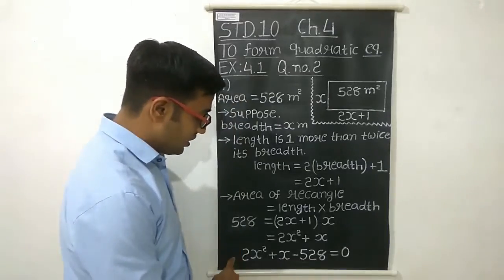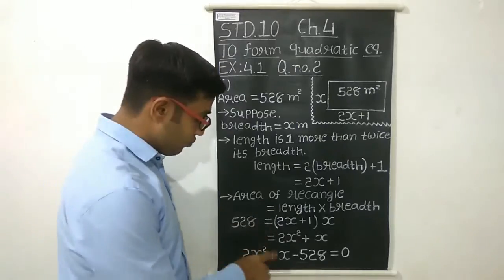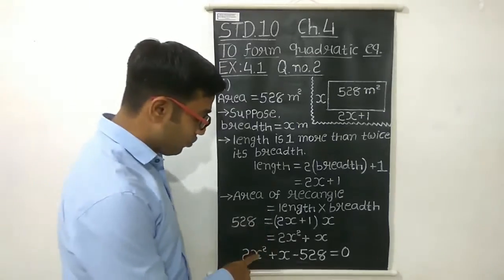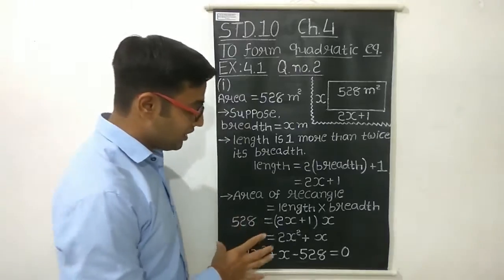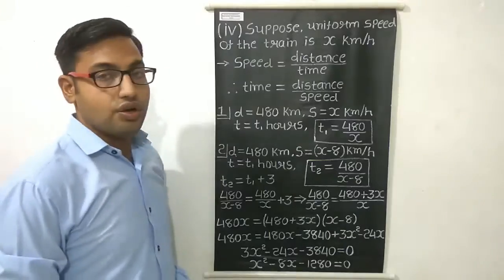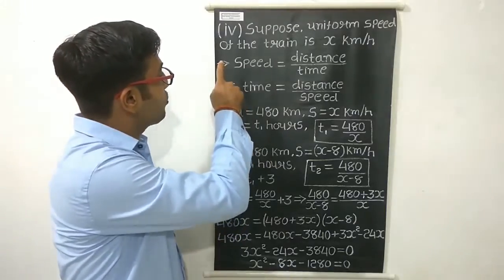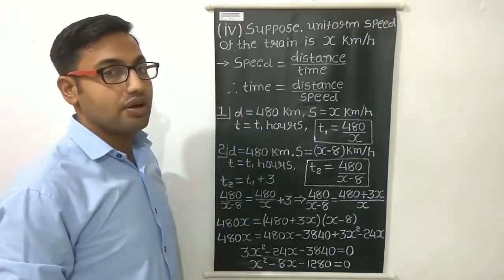Right? So this is a quadratic equation with variable x. Is there a power 2 of the variable? Yes. We can say that it is a quadratic equation. Okay, now let us understand one more question, that is of sub question number 4.